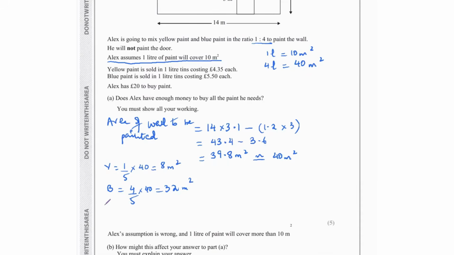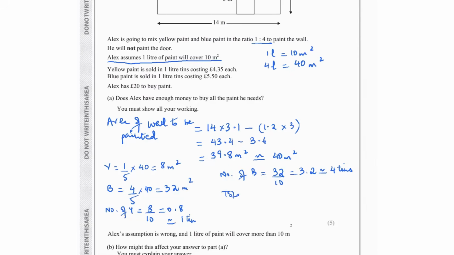To find the number of tins used to paint the wall, for yellow it's going to be 8 divided by 10, which is 0.8. So that rounds up to 1 tin. And for the number of blue tins, it's going to be 32 divided by 10, which is 3.2. So that rounds up to 4 tins. So obviously we're going to use whole numbers, can't get a partial tin.